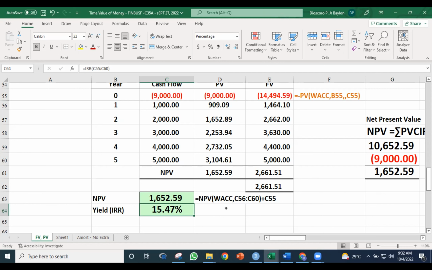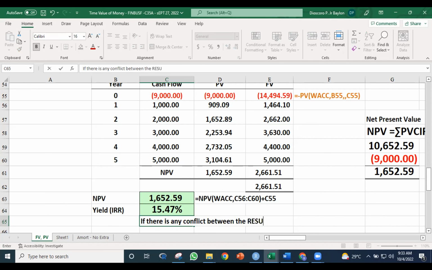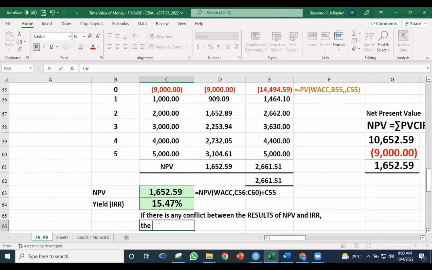The decision, class, is that if there's any conflict, let me just write that. If there is any conflict between the results of NPV and IRR, the NPV results always, okay, always prevail.